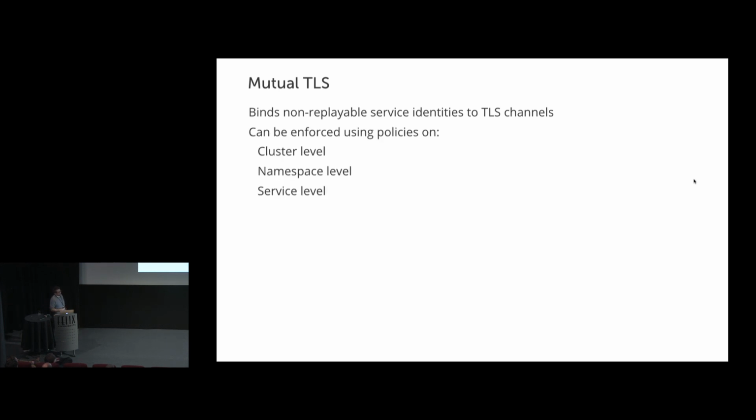And we can enforce this on either a cluster level. So we can say that all the pods that I have in my cluster now are going to use mutual TLS between them. Or we can say that only the pods within this specific namespace are going to use mutual TLS, but the other ones I don't care about. Or you can also do it on a service level.